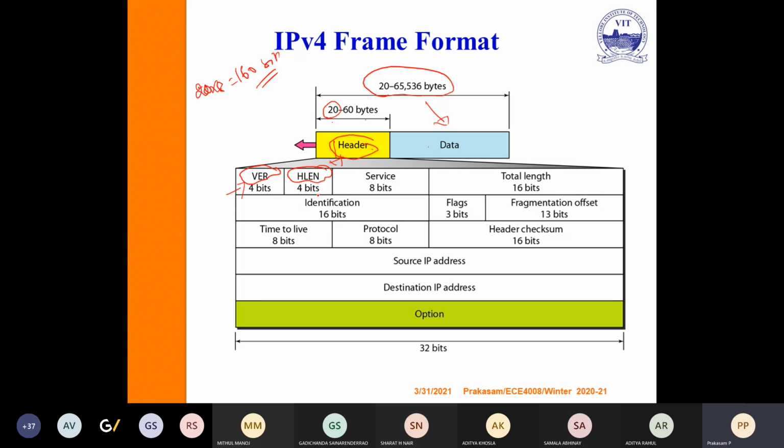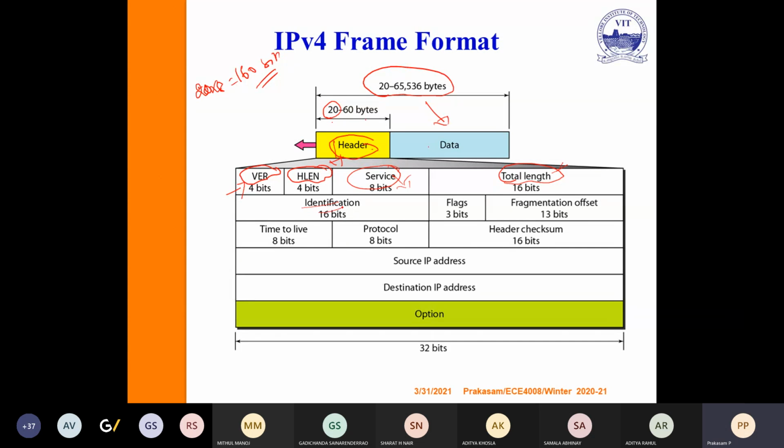The next is the service. For example, sometimes some information may be required very urgently. So using this service, we can reduce delay for faster transmission. All these things will be taken care of by the service field of 8 bits. The total length represents the combination of the data and header length, all together, the respective total length.